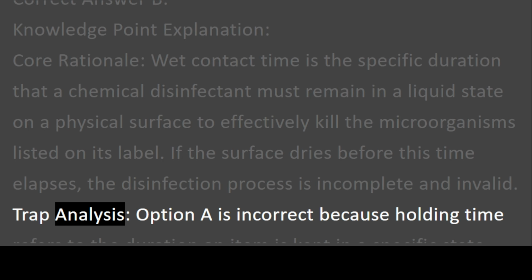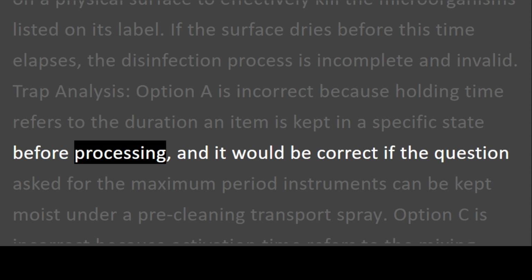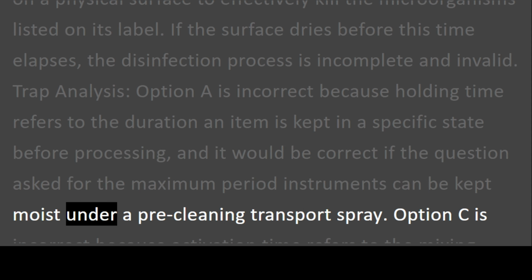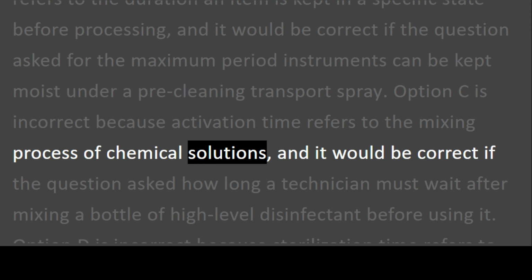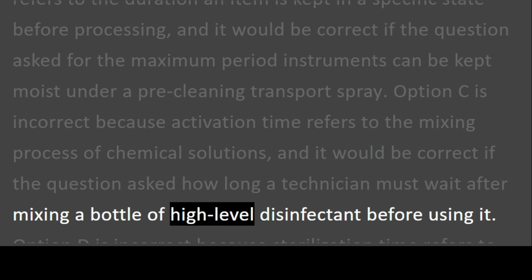Trap analysis. Option A is incorrect because holding time refers to the duration an item is kept in a specific state before processing, and it would be correct if the question asked for the maximum period instruments can be kept moist under a pre-cleaning transport spray. Option C is incorrect because activation time refers to the mixing process of chemical solutions, and it would be correct if the question asked how long a technician must wait after mixing a bottle of high-level disinfectant before using it.